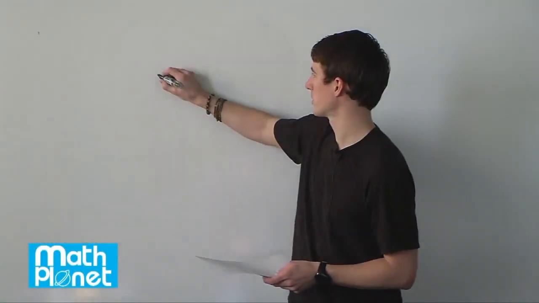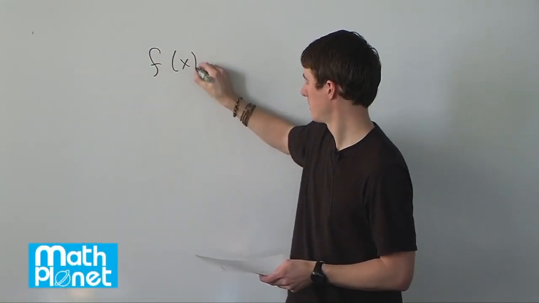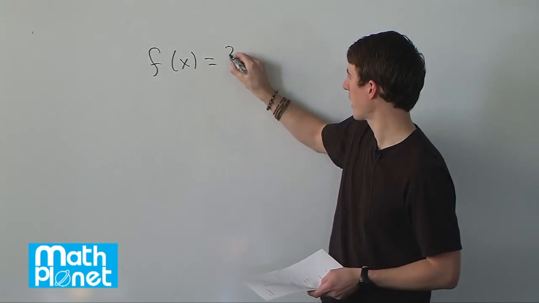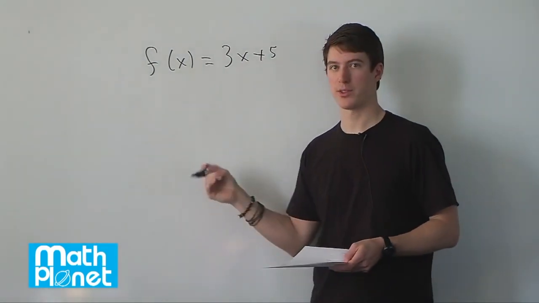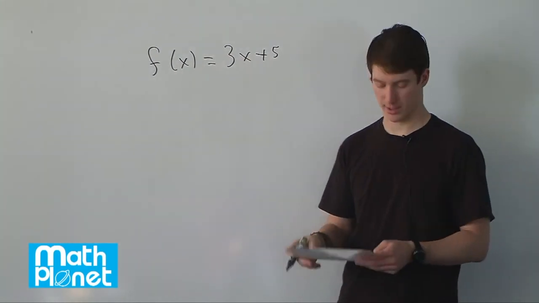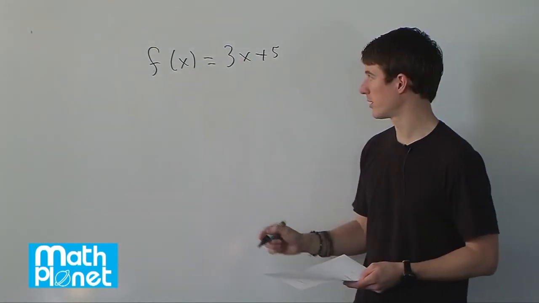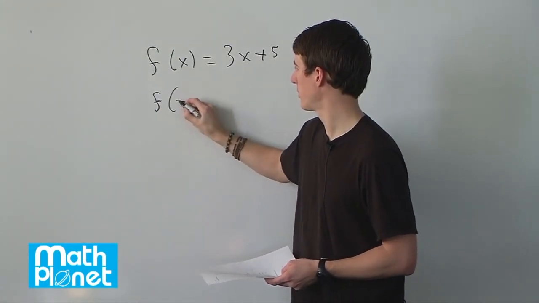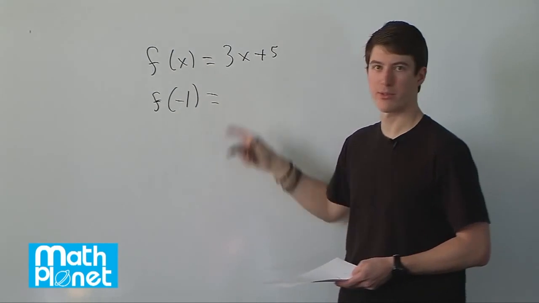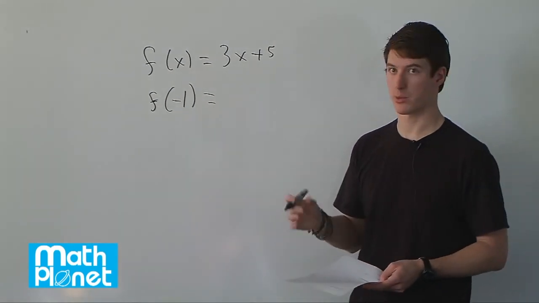Here we begin with a function, f of x is equal to 3x plus 5. And then we're going to evaluate this function at a specific value of x. That value of x is -1. So we just want to evaluate or determine what f of -1 is. So every time we see an x, we're going to replace it with -1.